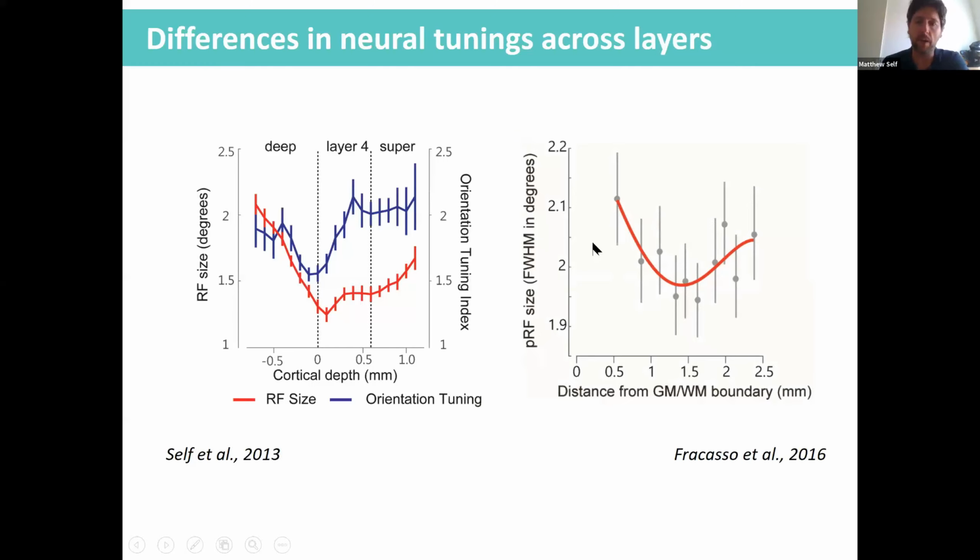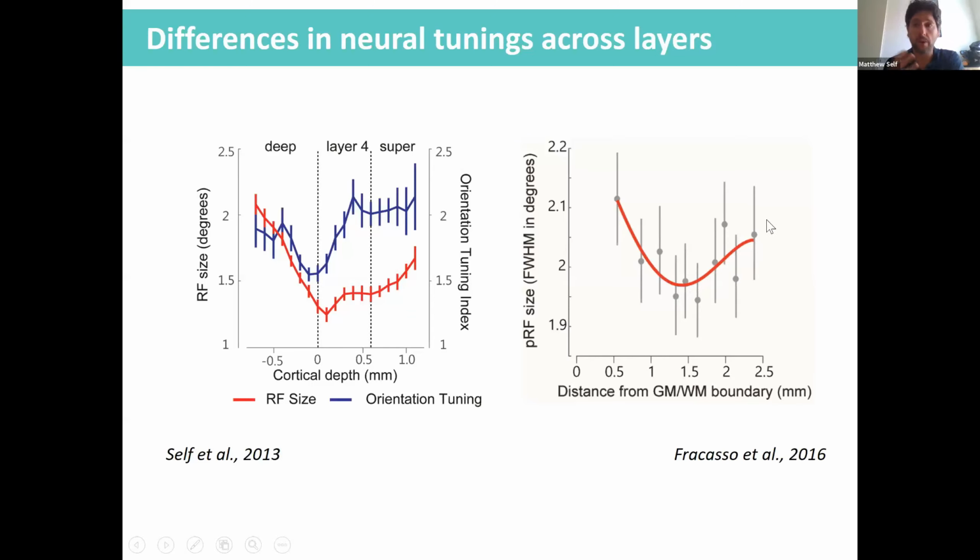And what they saw, just to explain their x-axis here, this is distance from the gray matter, white matter boundary. So this would be the deep layers here, going through the superficial layers here. And what you see is, again, larger receptive fields in deep layers, coming down to a dip around the middle layers, so layer 4, and then increasing as you move to the superficial layers.